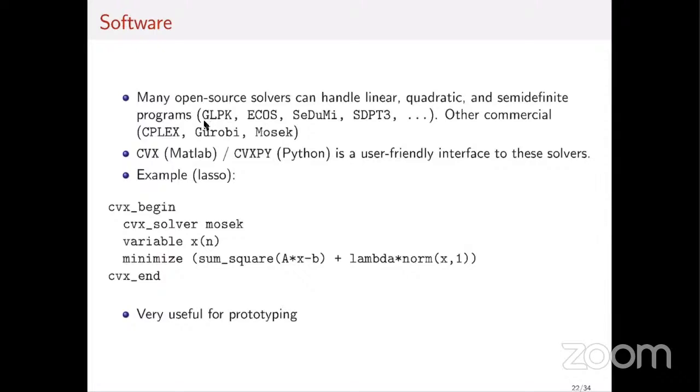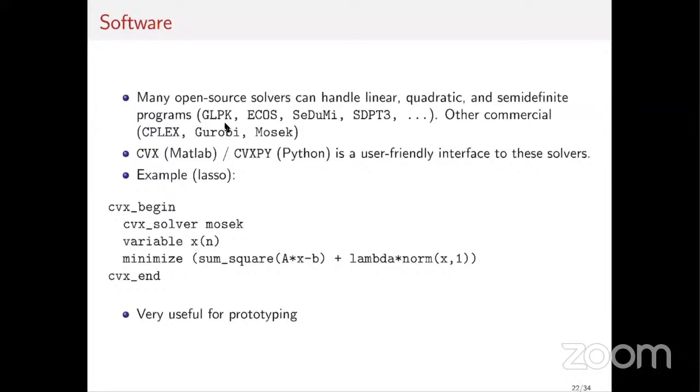Some of them are open source, others are commercial. They're developed by companies and you need to pay for them, though sometimes you can get academic licenses. For example, I use Mosek a lot, which is a solver with good support for semi-definite programming. I do a lot of work in semi-definite programming. Gurobi is one of the fastest solvers. It's a commercial solver as well, and you can get an academic license if you are at a university.